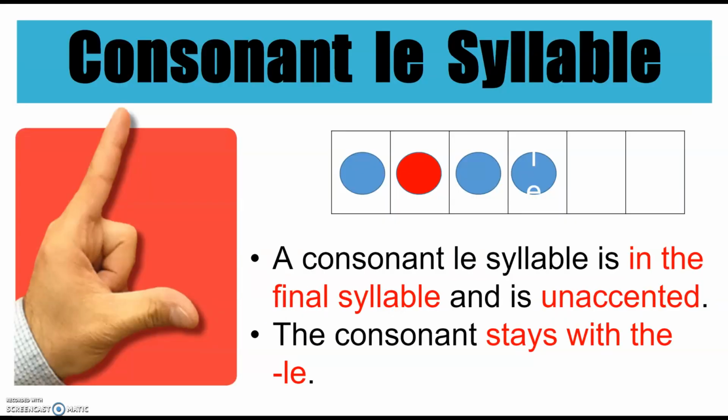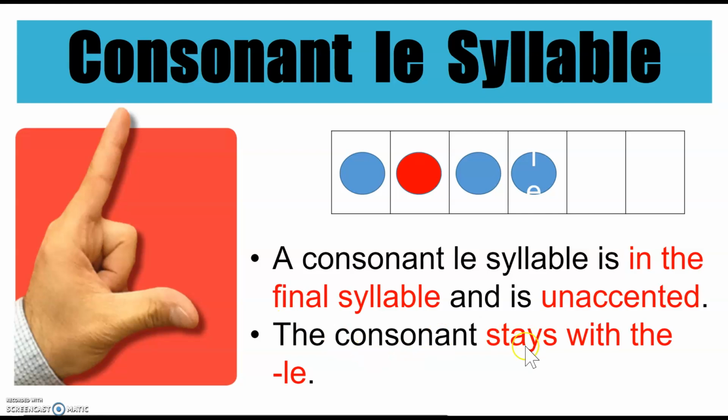A consonant LE syllable is in the final syllable and it's unaccented. So it's at the end of the word and it's unaccented. Accented means if I give you the word miracle, which ends with a CLE, I say miracle, and mira is my accented syllable. If I accented the CLE, it would sound funny. Think about the word able. The A is accented in able, but the consonant LE is not. If it was, it wouldn't make much sense.